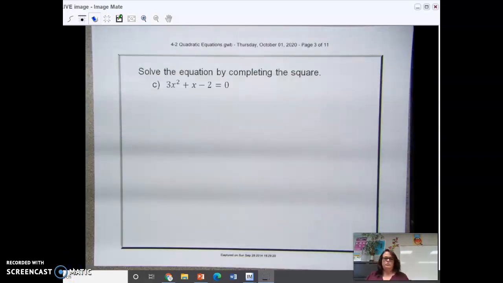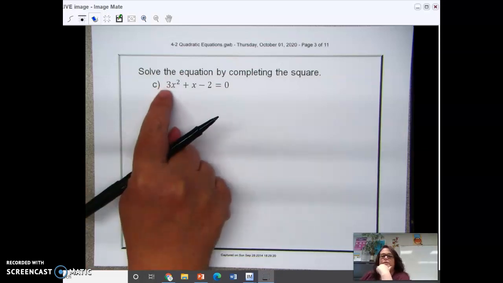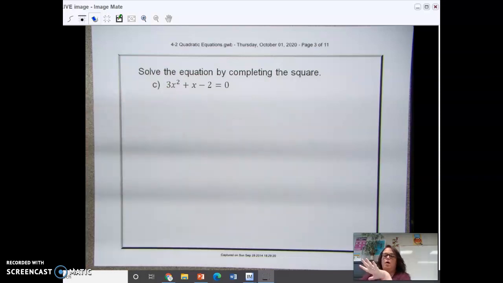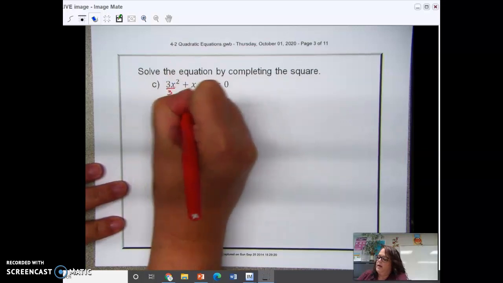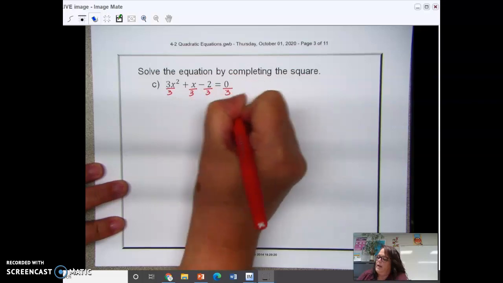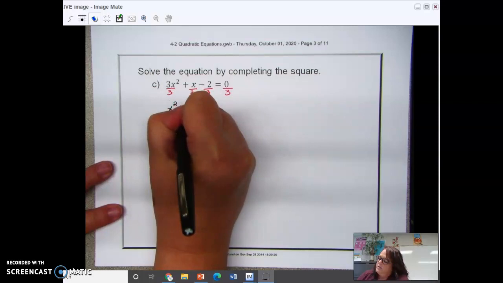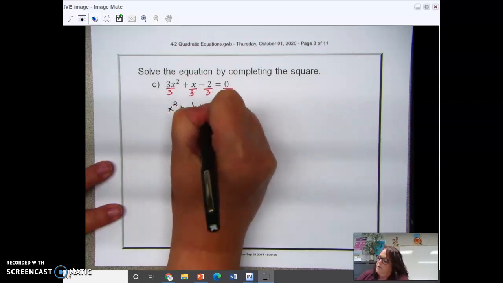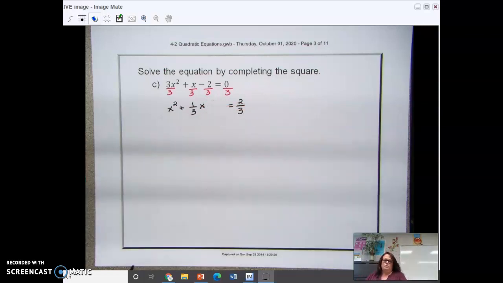All right, so let's try the next one. And if you'll notice, we have an issue because we have this 3 in front. And with that 3 in front, we're never going to be able to get a perfect square. So we always want the x coefficient to be 1. So we're going to divide through by 3. And if you don't mind, I'm going to add that 2/3 to the other side at the same time. So I get x squared plus 1/3 x is equal to positive 2/3, because I would add 2/3 to both sides.